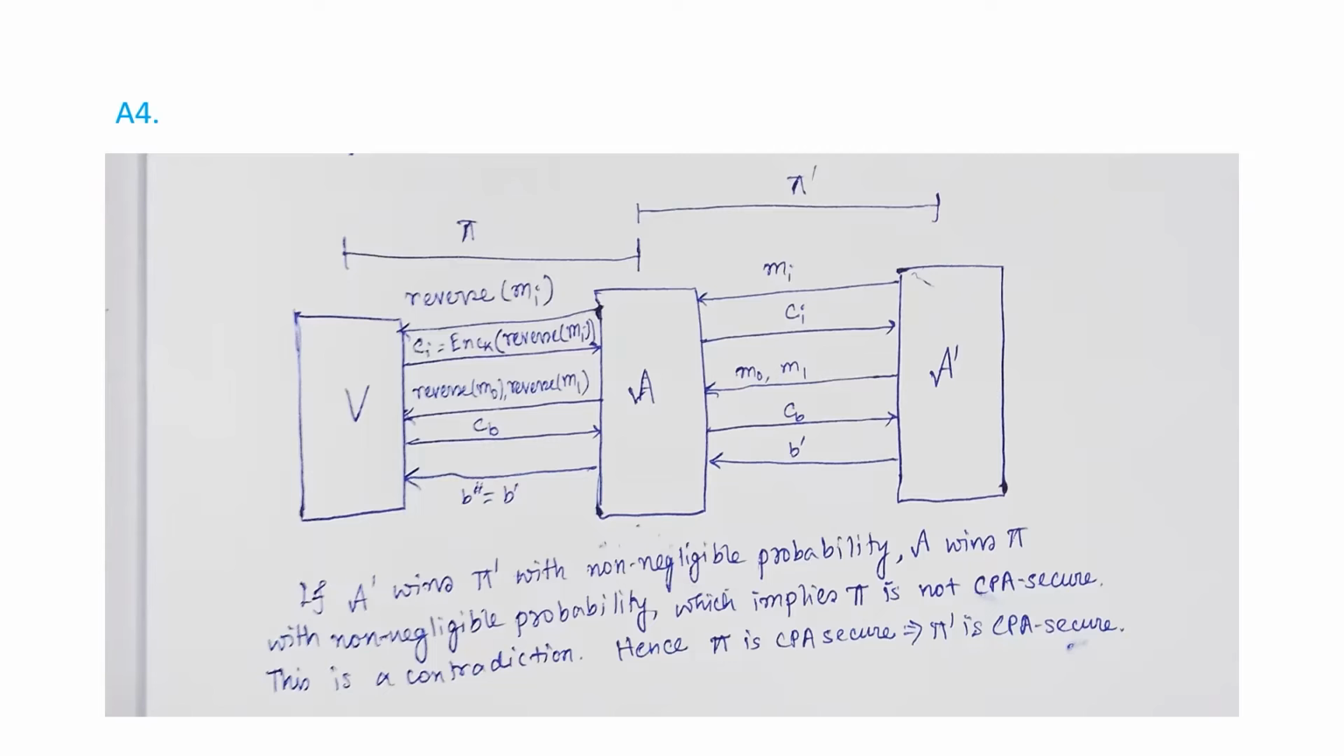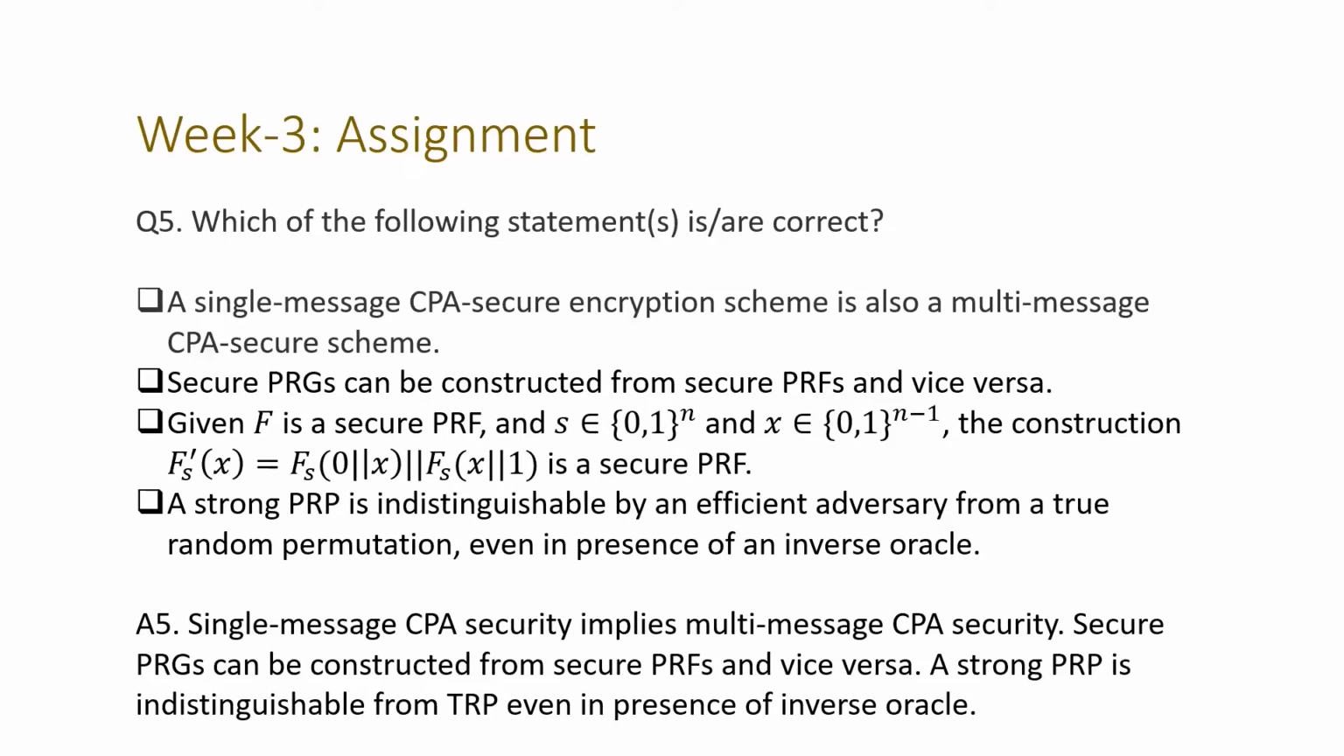Such a dash cannot exist. So pi dash is CPA secure provided pi is CPA secure. This is the last question for last week's assignment. Given that, which of the following statements is or are correct?